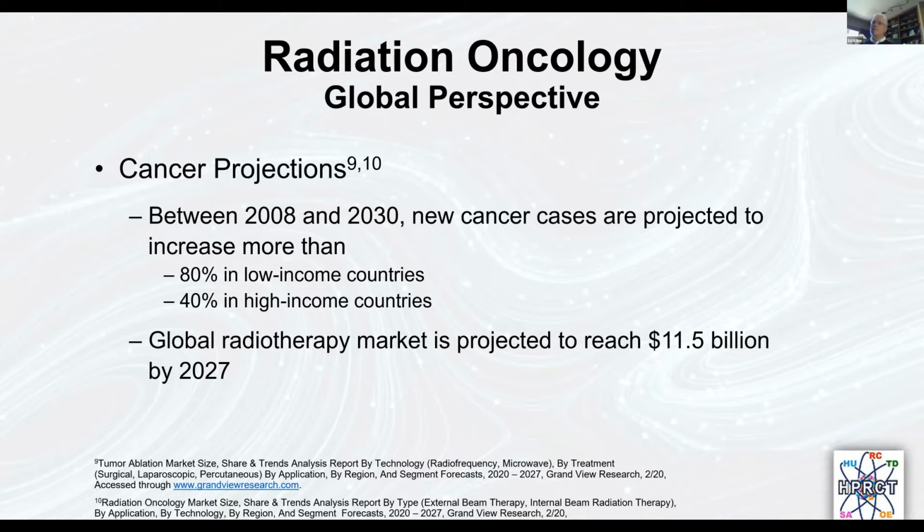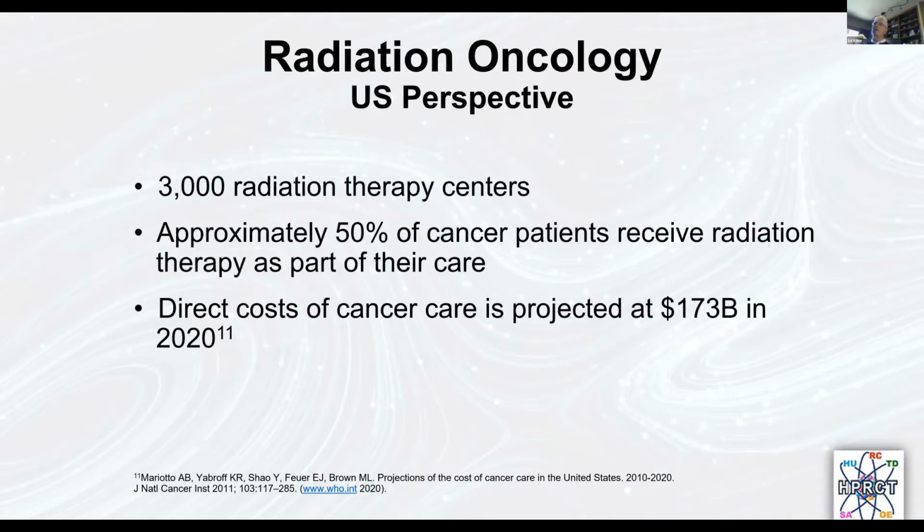But new cases are projected to be 80% higher up to the year 2030 in low-income countries, and 40% higher in high-income countries. The market in radiotherapy will be about $12 billion by 2027. So there's a lot of technology being created and things done to treat cancer. In the US, we have about 3,000 radiation oncology centers that use high energy radiation in the forms of sealed sources, linear accelerators, particle accelerators, or radioactive material, whether in aqueous or sealed source form, for treatment of cancer.